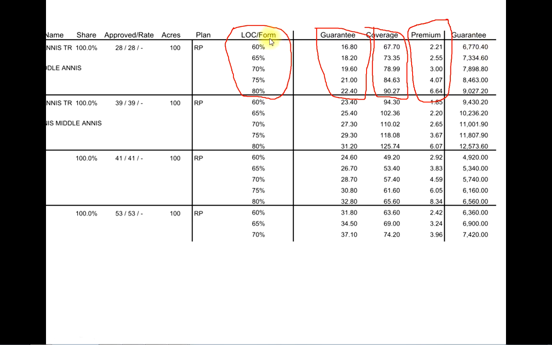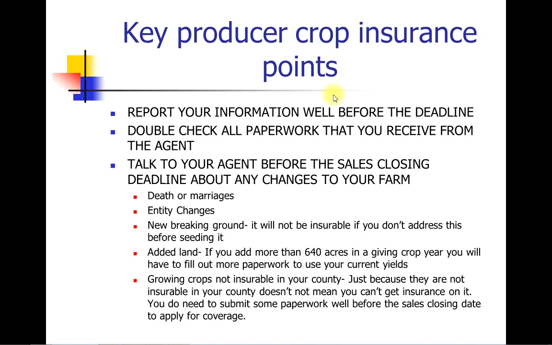So just zoomed in on here, just showing you the levels, the guarantee, which is your bushel guarantee per acre, and then the coverage and the premium over there next to it.